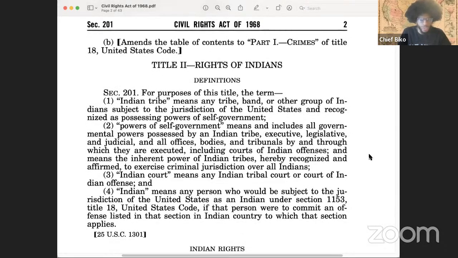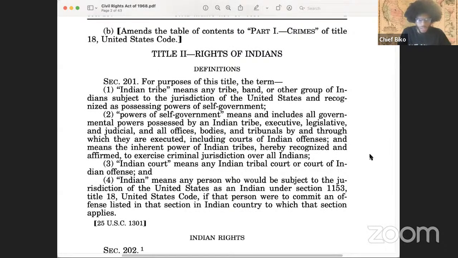Definition number 3, Indian court means any Indian tribal court or court of Indian offenses. And number 4, Indian is defined as any person who would be subject to the jurisdiction of the United States as an Indian under Section 1153, Title 18, United States Code, if that person were to commit an offense listed in that section in Indian country to which that section applies.